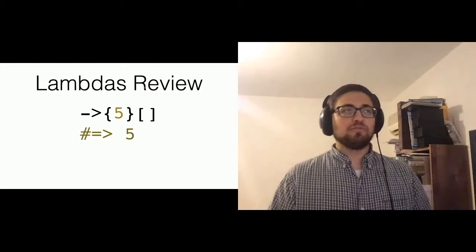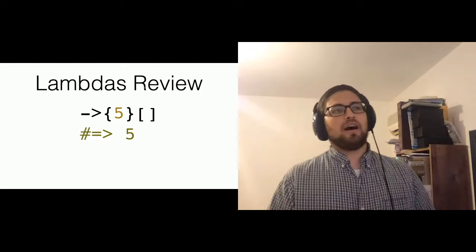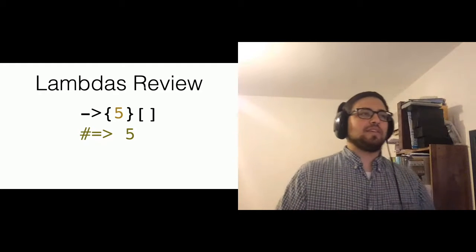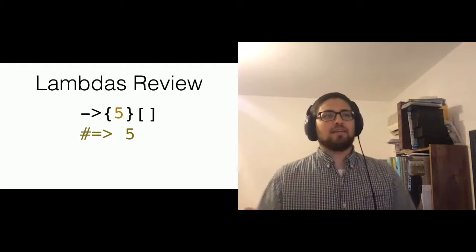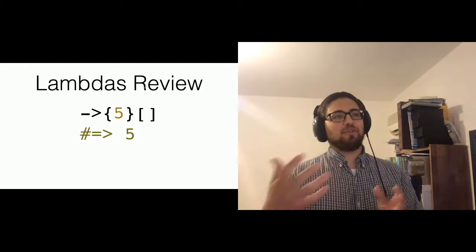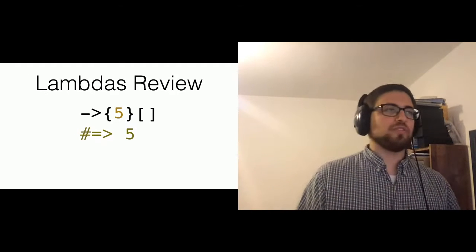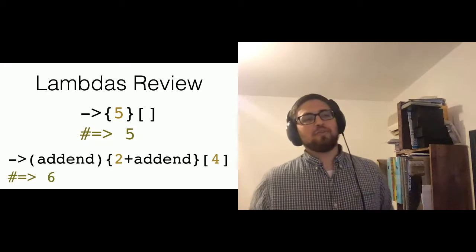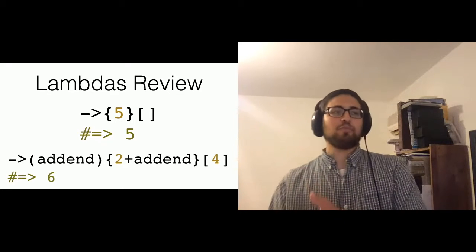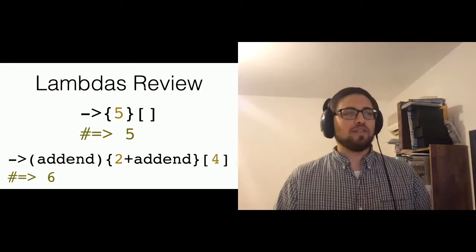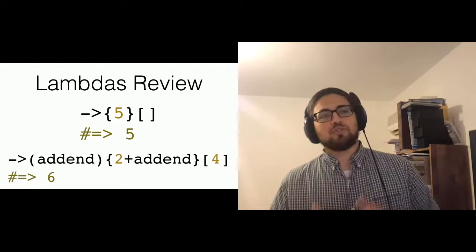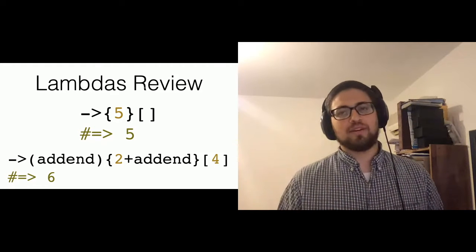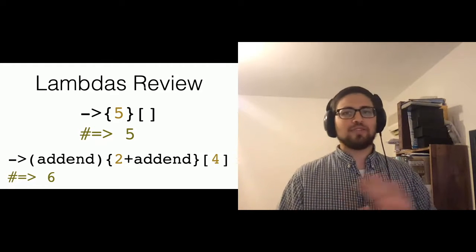There are multiple ways to invoke a lambda, but one way is with square brackets. In this case, we define a lambda that simply has the number 5 in it, and when you execute it, it will give you the number 5. You can also have a lambda that accepts an argument. Here we have a single argument. The body is 2 plus whatever you pass in, and then we immediately call that lambda with an argument of 4. So 2 plus 4 is 6, and that's why that lambda outputs 6. Okay, so that's lambdas.